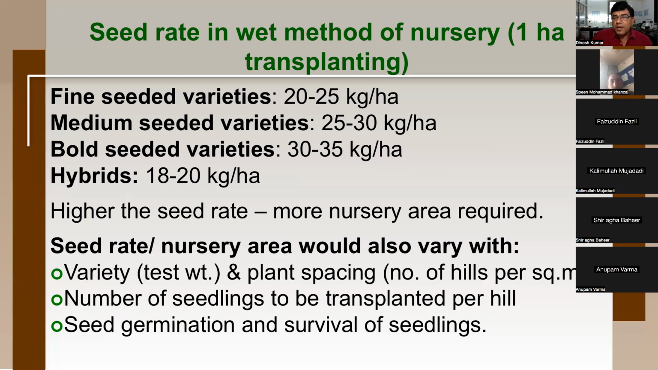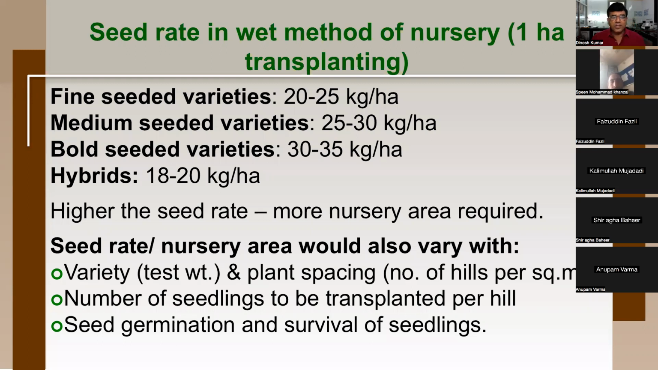The seed requirement will vary with the variety as it is written, variety and plant spacing. And also the number of seedlings you are going to transplant in one place. Normally 2 to 3 seedlings are planted in one place. If you want to plant 4 or more seedlings, then you need more seed rate. Similarly, if you decrease the number of seedlings per hill, then you need less seed rate. So many factors affect the seed rate.